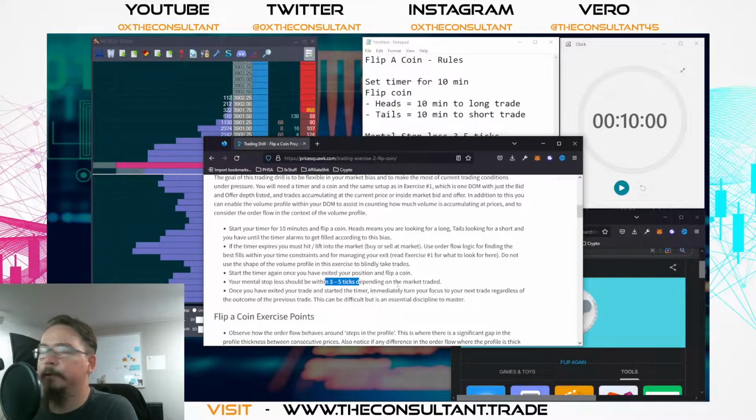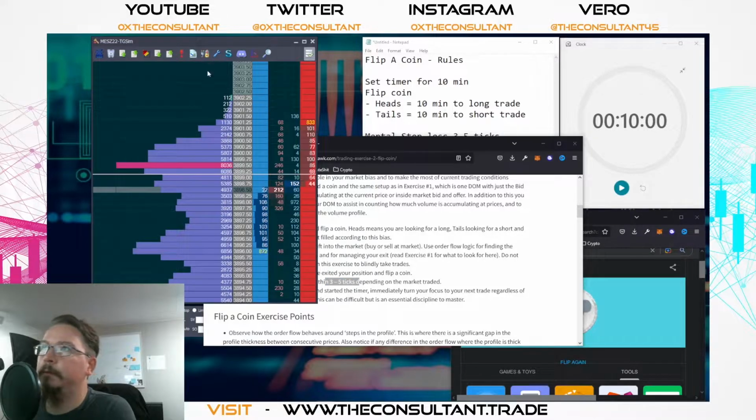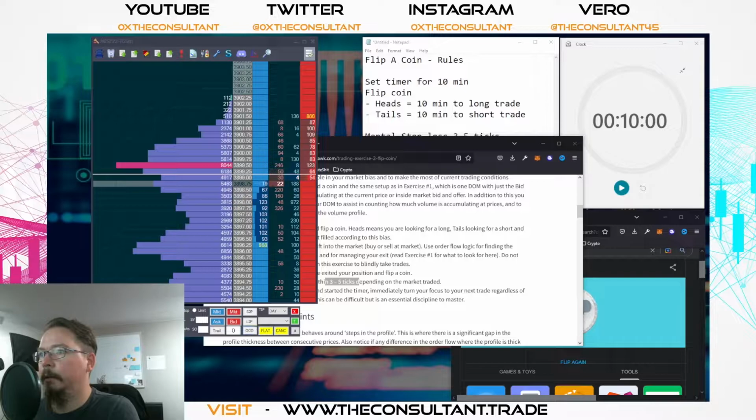Mental stop loss of 3 to 5 ticks depending on your market. Now, I've not done this trade too much with the MES or the ES, the mini. So I did make a, actually no, I didn't. I did right here. I'm so disorganized today.